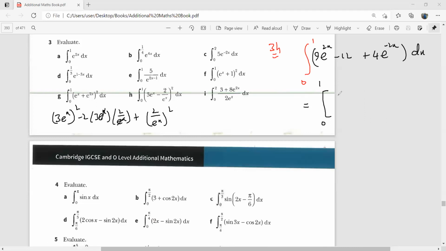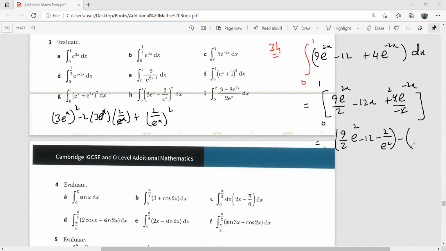This is limit from 0 to 1. So this is 9 e raised to power 2x over 2 minus 12x plus 4 e raised to power minus 2x over minus 2. Okay, we are ready to apply the limits into it. So when I put 1 into it, I get 9 over 2e square minus 12 minus 2 over e square. And when I put 0 into it, I should use these brackets here.